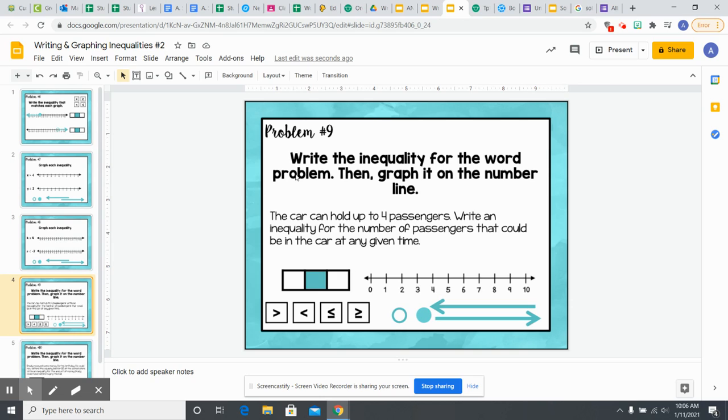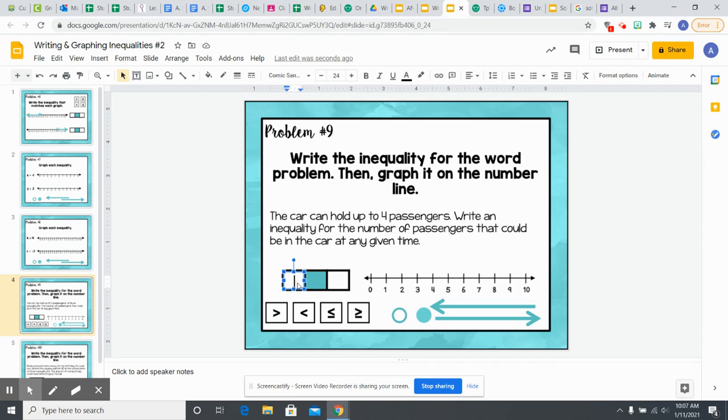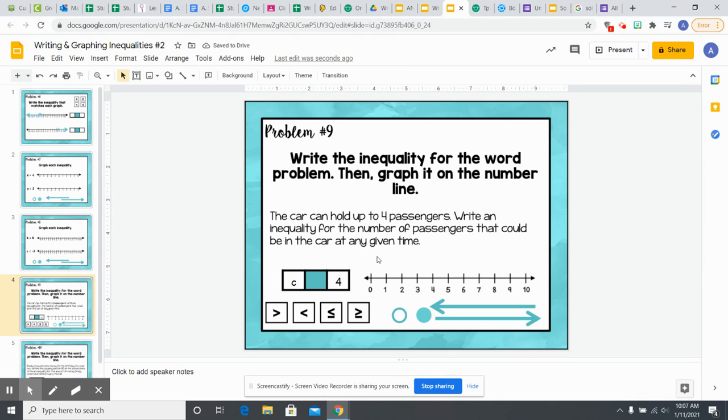All right, so the car can hold up to 4 passengers. So we have to write an inequality for the number of passengers that could be in the car at any given time, and then graph it. If it can hold up to 4 passengers, that means it can hold 4, but it can't hold any more than that. So at most it can do 4 passengers. So let's use C for car. That means it's got to be C less than or equal to 4.